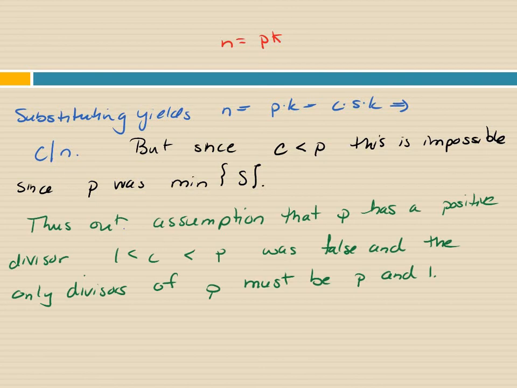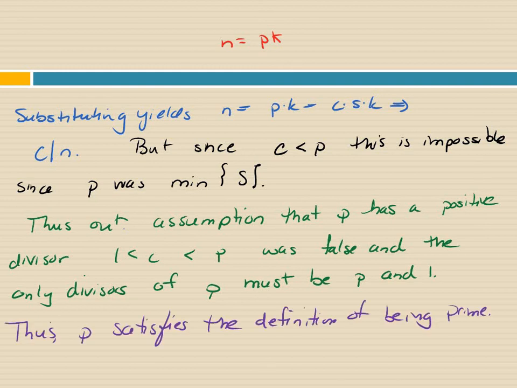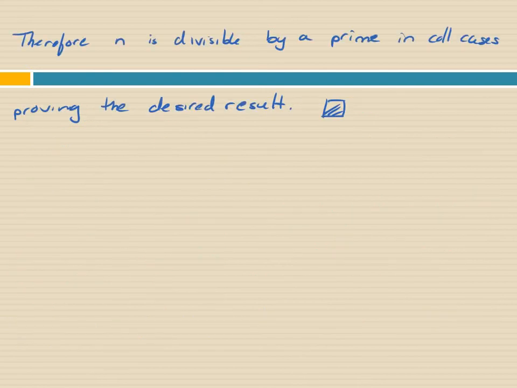So that means that our assumption was false, and that p has a positive divisor is false, and the only divisors of p must be p and 1. That's the definition of p being prime. That means n is divisible by a prime in all cases, and that proves exactly that every integer has a divisor that's prime.